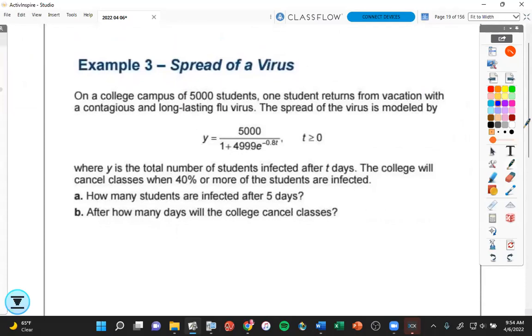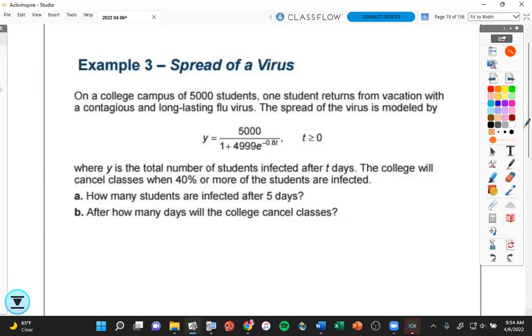On a college campus of 5,000 students, one student returns from vacation with a contagious and long-lasting flu virus. The spread of the virus is modeled by this. What's the maximum number of students that could have this virus? 5,000. So you see that's limited, right? Just common sense. No more than 5,000 students can get this virus. So that's all of them. Okay. There's the model.